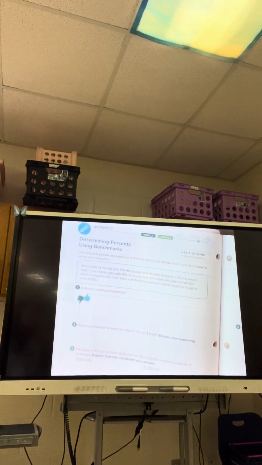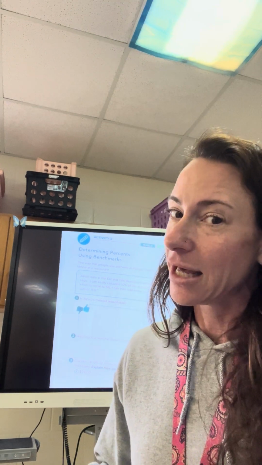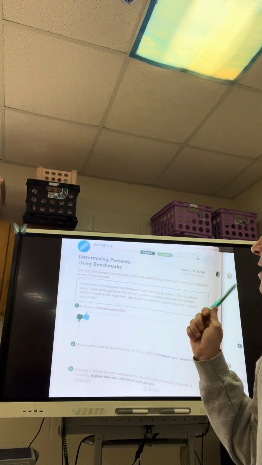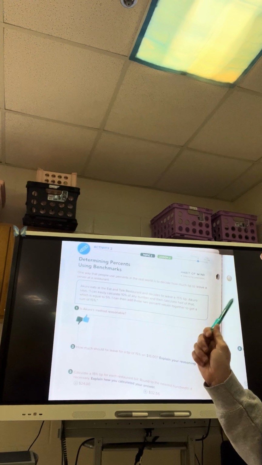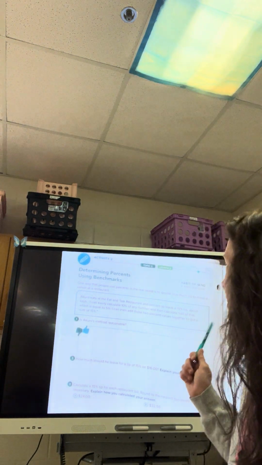One way that people use percents in the real world is to decide how much tip to leave a server in a restaurant. This is a real life skill. The going tip rate most times is 20% these days. Used to be 10%. Now we leave 20%. It says Akuro eats at the Eat and Talk restaurant and decides to leave a 15% tip. That's not 10% or 20%. I don't know what to think about Akuro here.